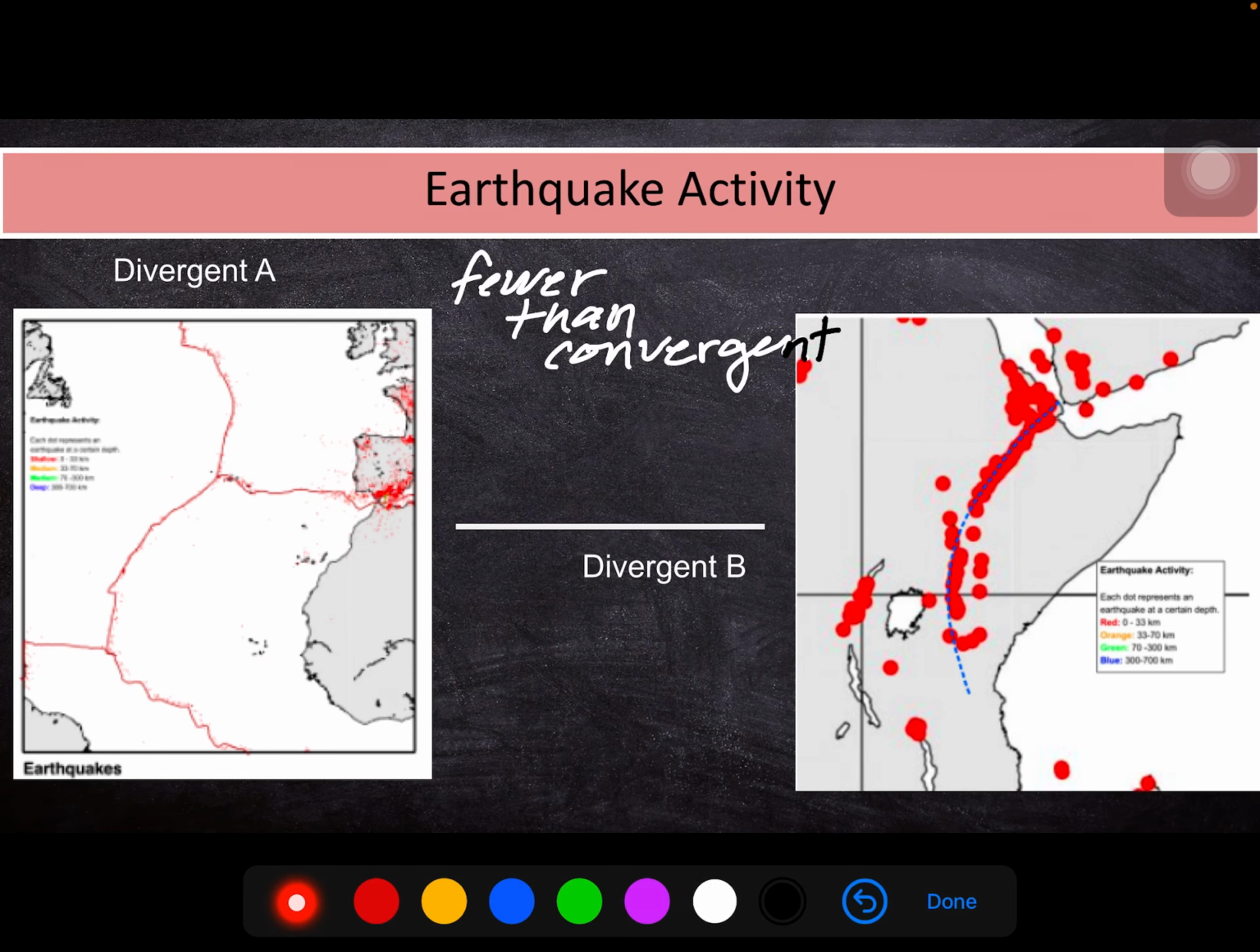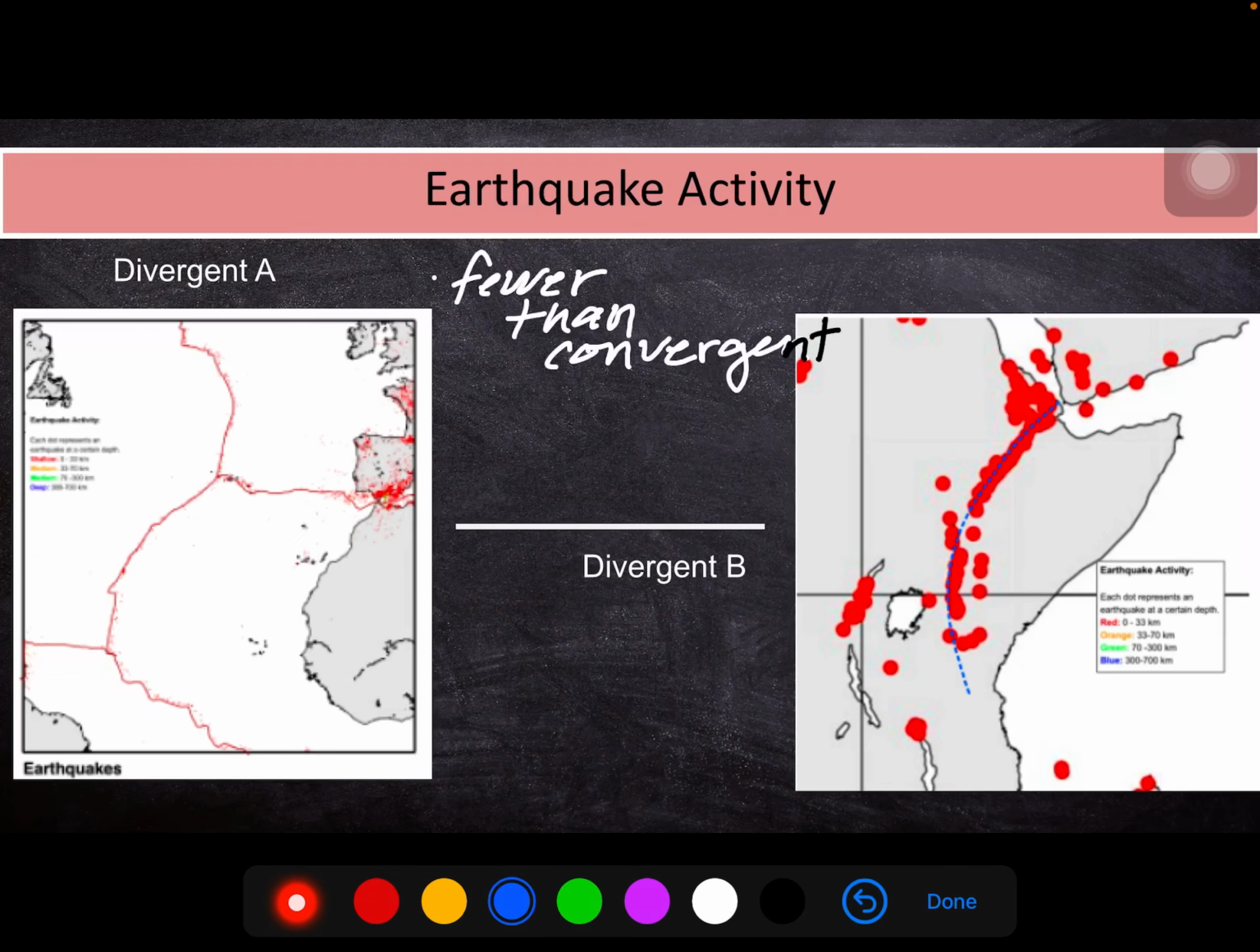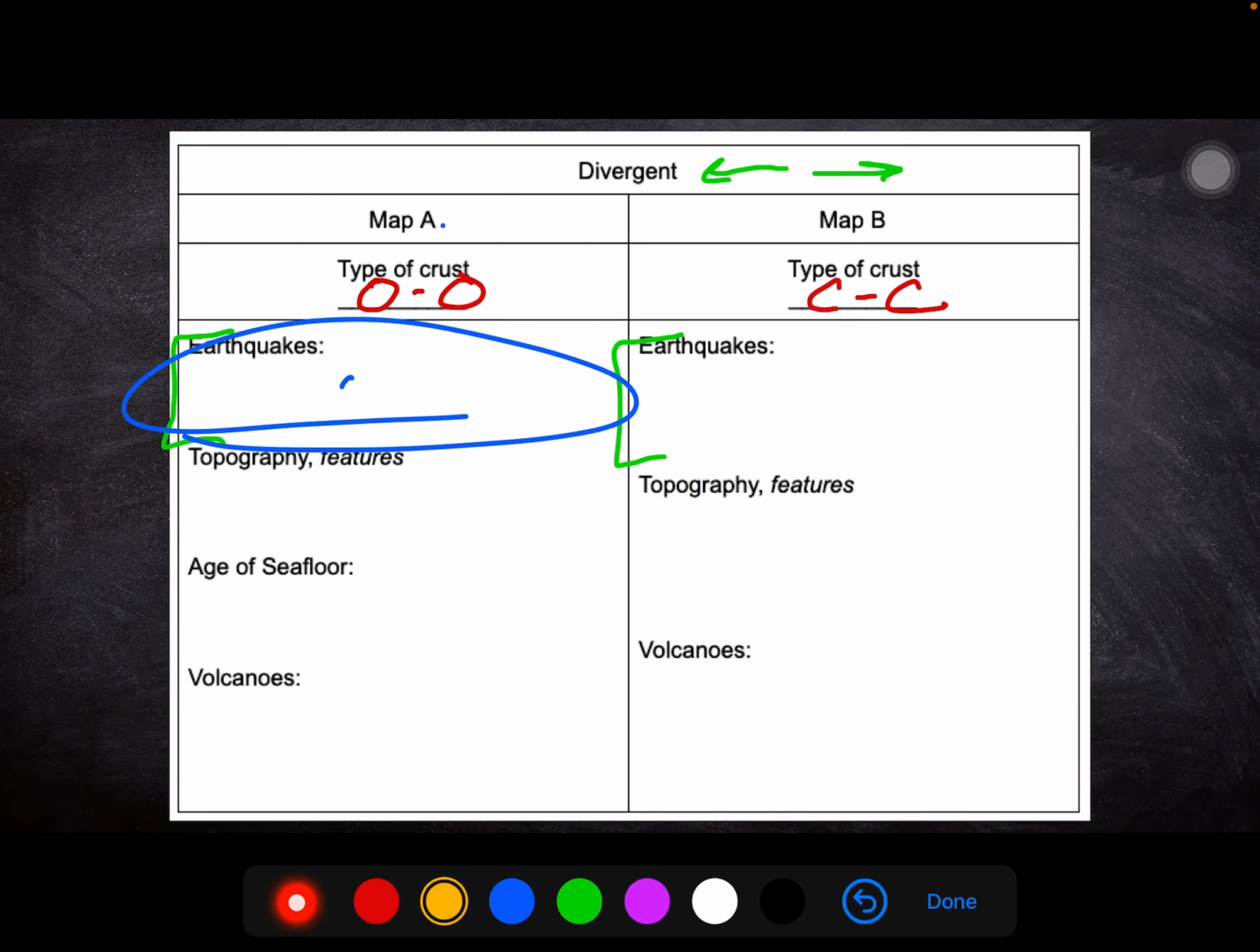So we're putting this information again right here in our earthquake chart, map A, earthquakes. So we have fewer than convergent. We can see there's a smattering of them happening right on the boundary line. That's where a majority of them are showing up. And in terms of depth, we're seeing them all in that red category, which of course is shallow. So that's our divergent A details right here.